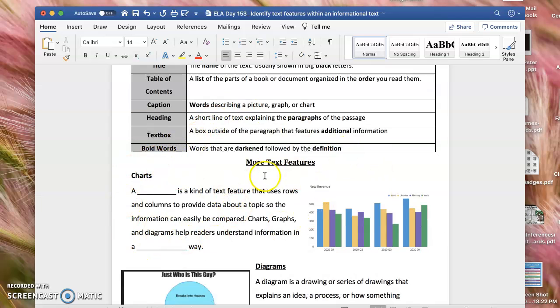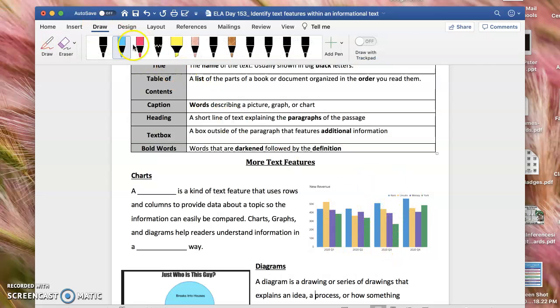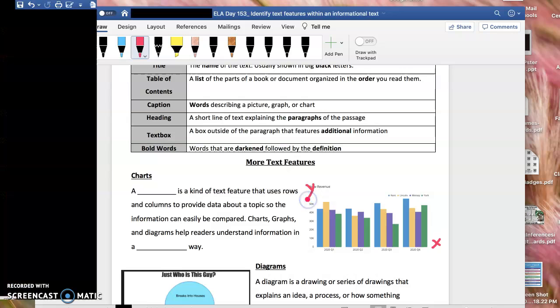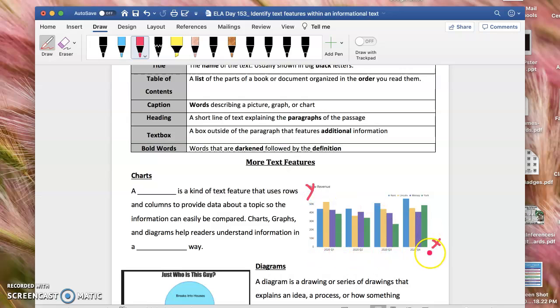This next one is charts. I want you to look at this image. This is a chart, right? And a chart is the same thing as a graph. This is how reading and math begin to overlap, because a graph in math has an x-axis and a y-axis. The x-axis usually gives you some type of information, and the y-axis gives you another piece of information. In reading, this is called a chart. In math, it's called a graph.